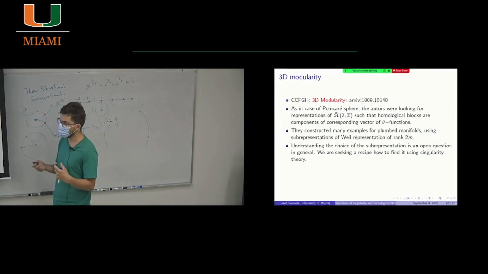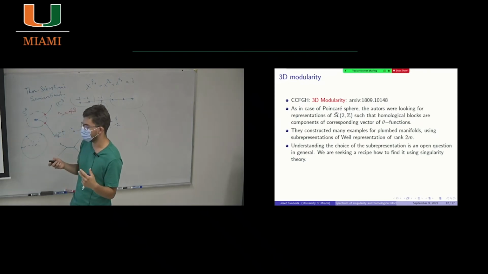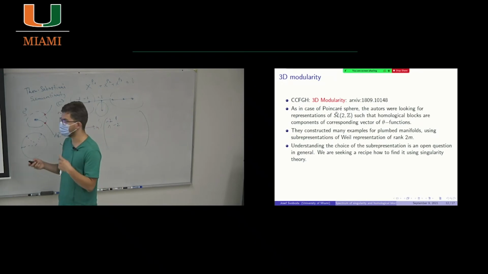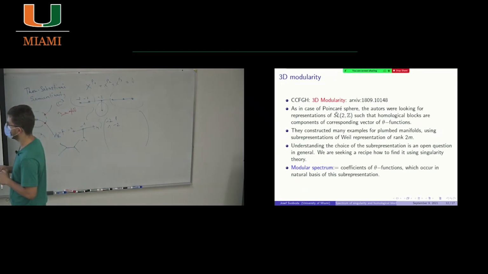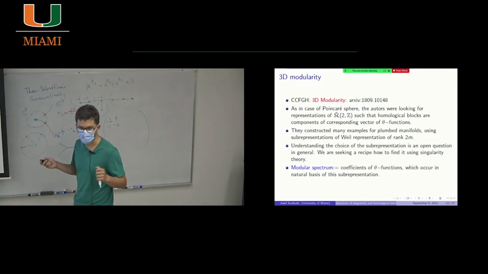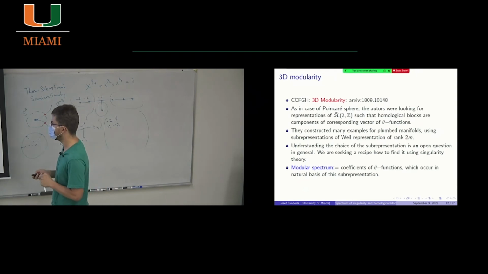If I understand correctly, they first compute the homological blocks, and then search for a good representation which fits them. This is the goal we are trying to address here: to find out which representation we want to take.